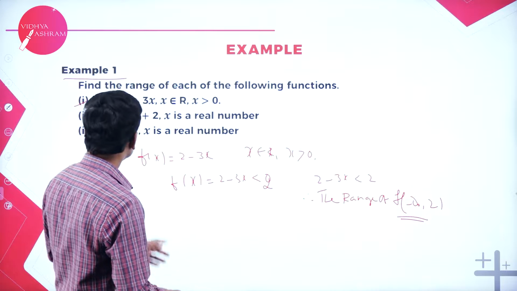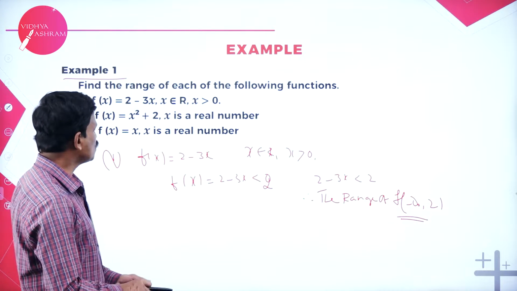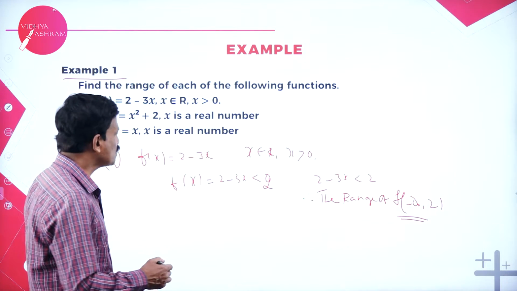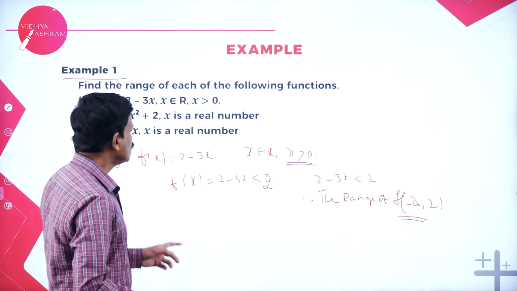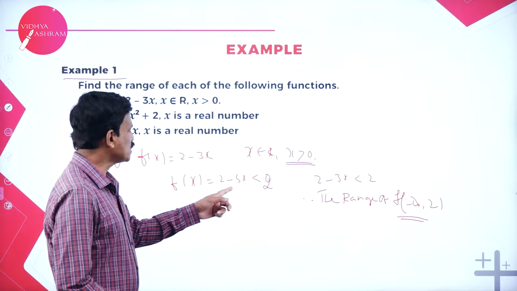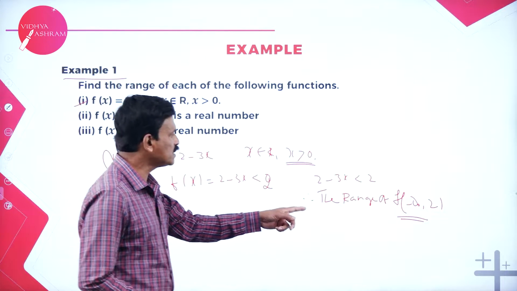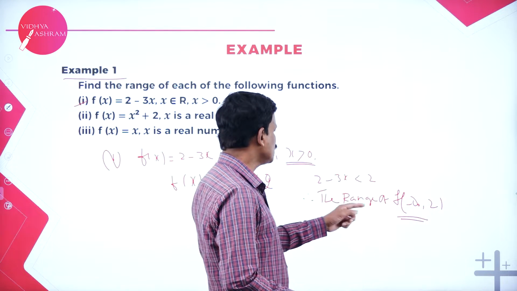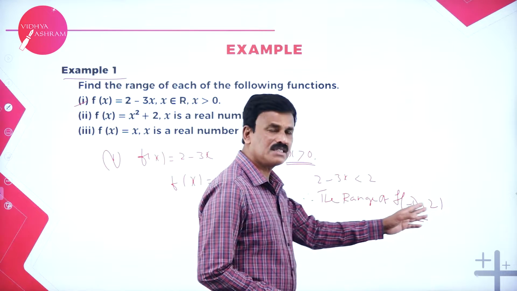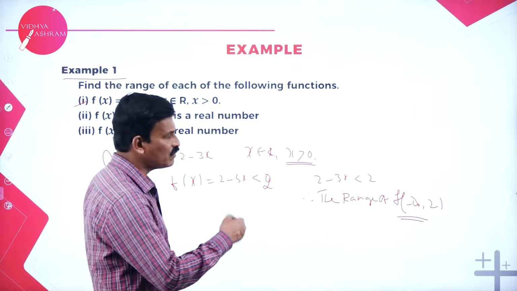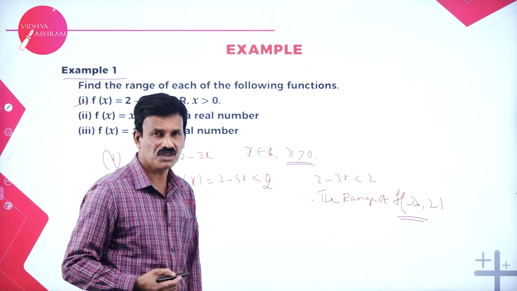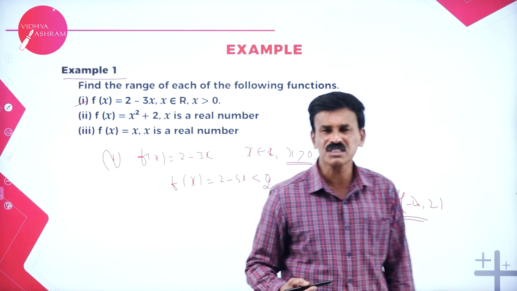So see here, what is the function given? f of x is equal to 2 minus 3x, where x belongs to real numbers and x is greater than 0, all positive numbers. So therefore, f of x is equal to 2 minus 3x is less than 2, which implies the range of the given function is the values from minus infinity to plus 2. So 2, 1, 0 and minus 1, minus 2 up to minus infinity. Okay, that's it. Very simple problem.